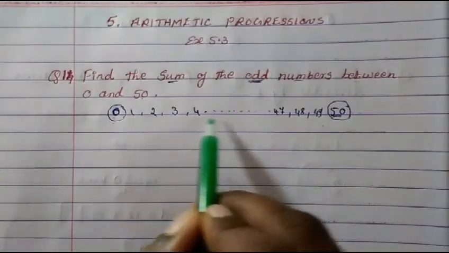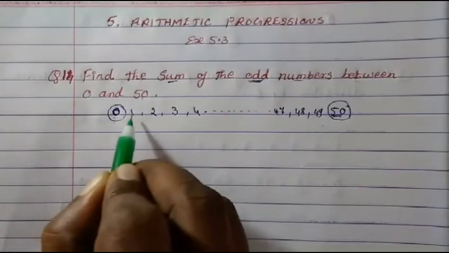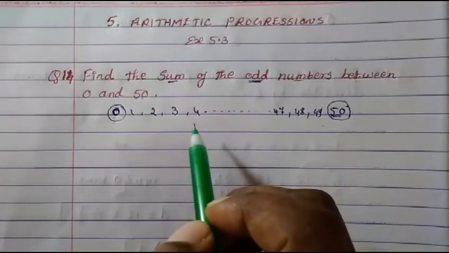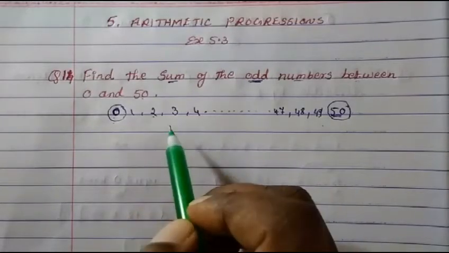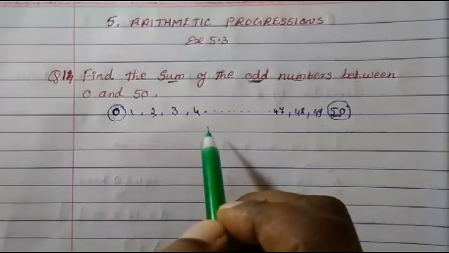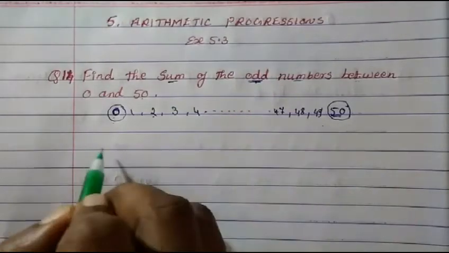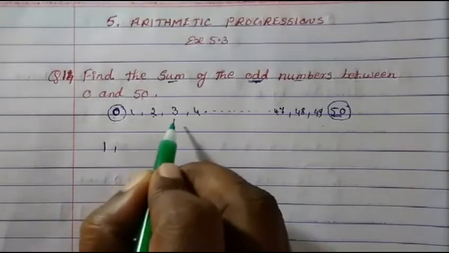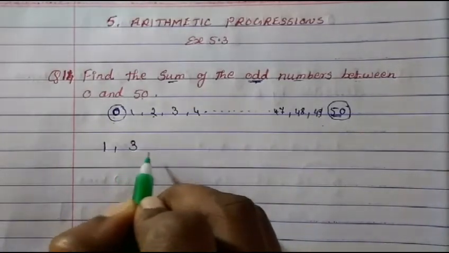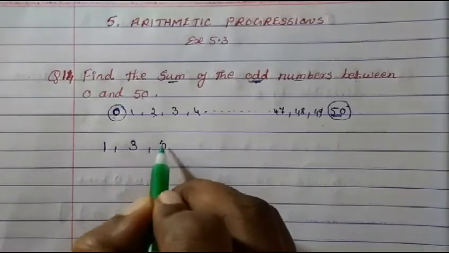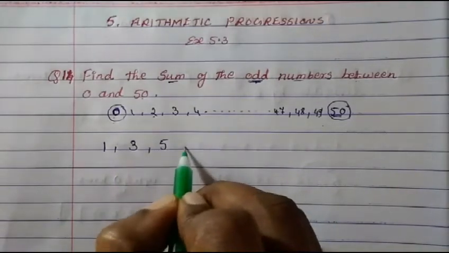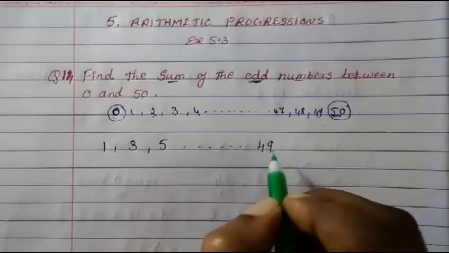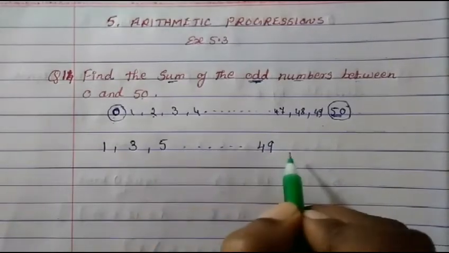So let's write down what the odd numbers are. What is the meaning of odd numbers? Odd numbers are the numbers which cannot be divided by 2. So all the numbers which can't be divided by 2 are odd numbers. So 1 cannot be divided, so it's an odd number. Then 3 cannot be divided by 2, so it's odd. Then 5, and so on. And the last, 49, also cannot be divided by 2. So these all are odd numbers.